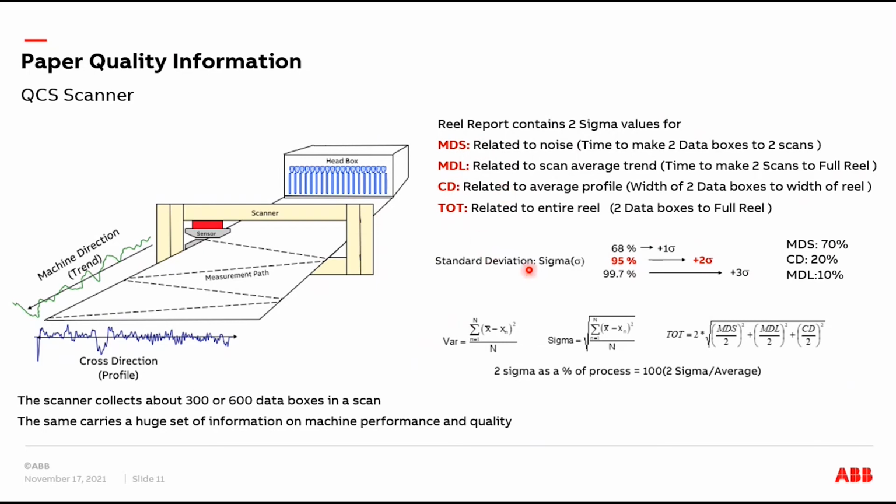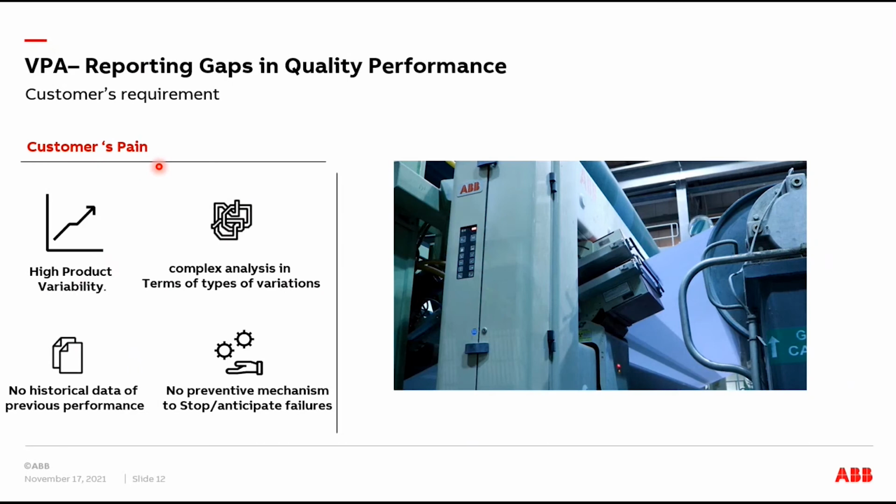But the default percentage of these distribution values for CD, MDL, MDS are 20%, 10%, and 70% respectively. This is what VPA helps in finding: the gap.